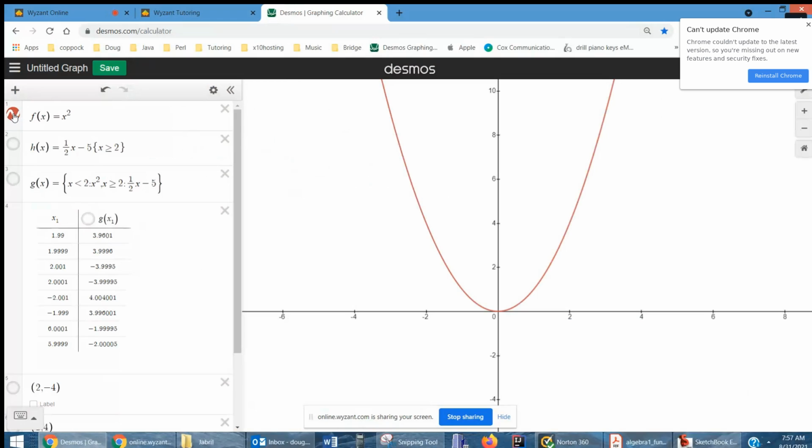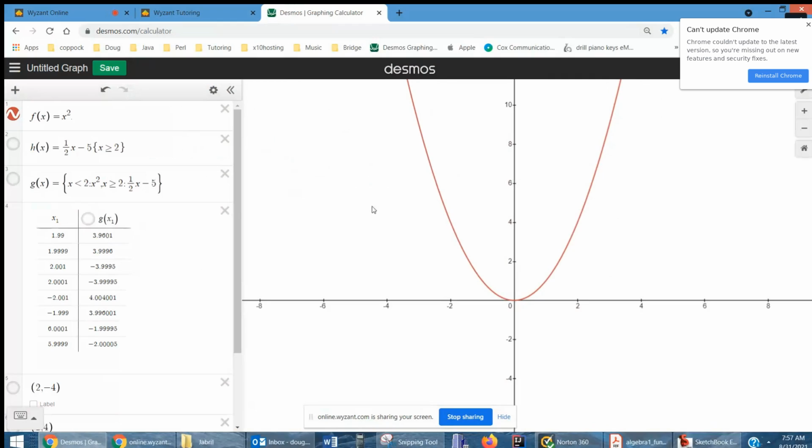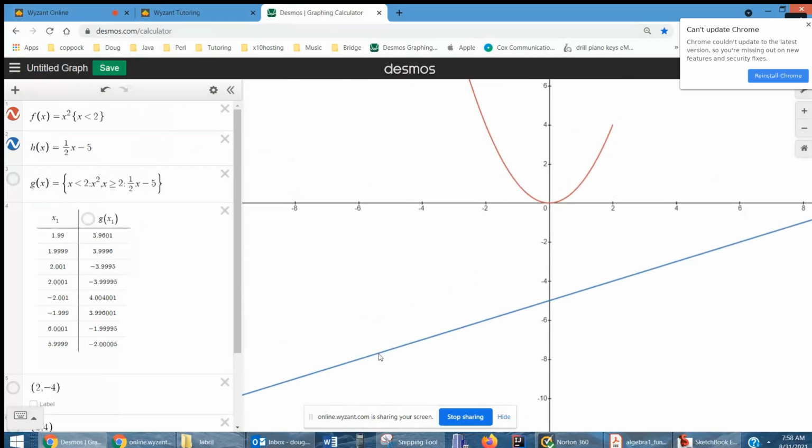So here's f of x, the parabola x squared. It's the full parabola. But if I add a domain restriction and say I only want to see the graph when x is less than 2, there it is. Likewise, h of x, if I remove this domain restriction, looks like this. It's a line that goes on forever in both directions, but I can add the domain restriction x is greater than or equal to 2, and we only have that part.